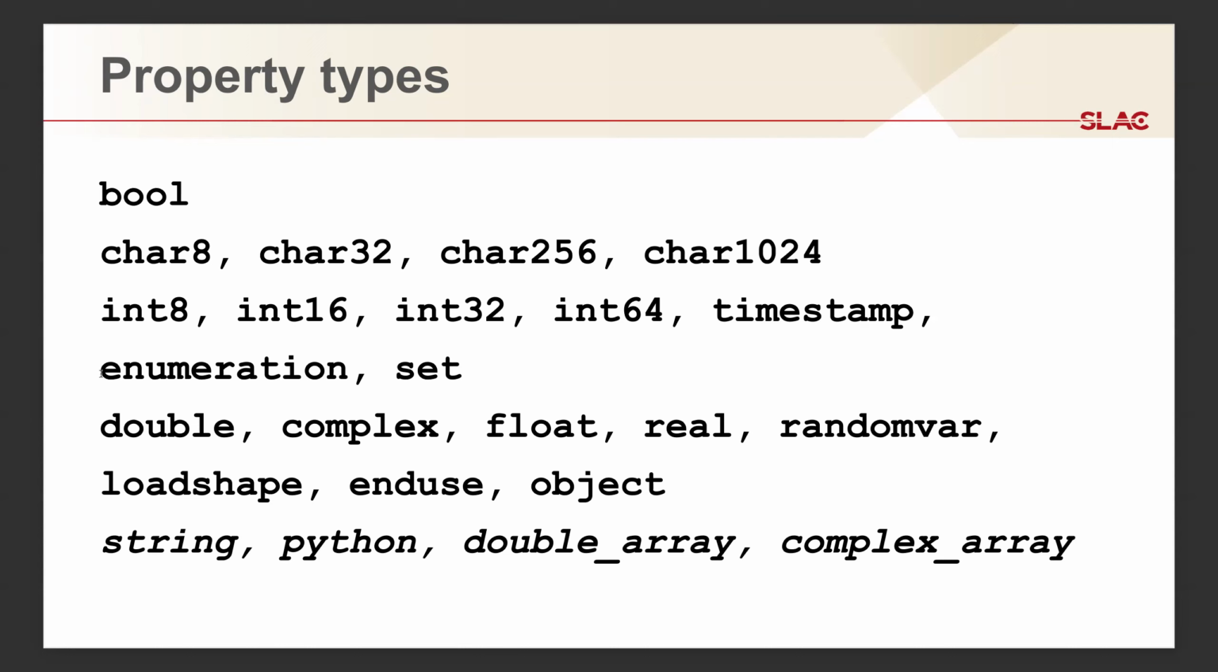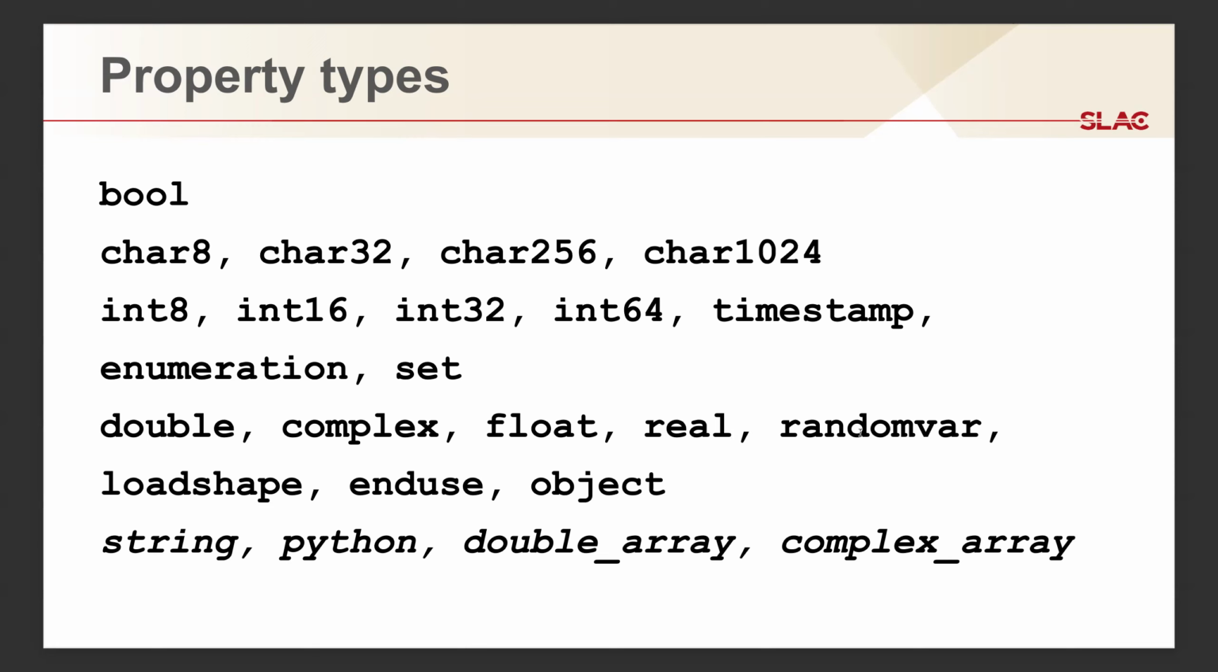Enumerations and sets allow you to use symbols as representations for different values. In an enumeration, the symbols are mutually exclusive. It can be either A or B or C. And in a set, they can be combined, so you can have A and B, or A and C, or B and C, and so on.